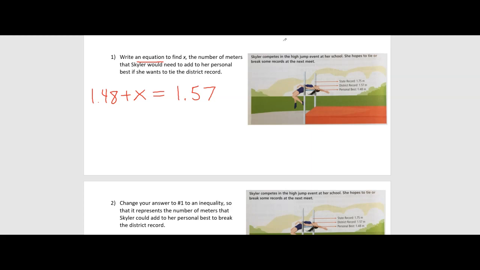And then we could go ahead and solve it. It doesn't ask us to, but we could. We would just subtract 1.48 from both sides.